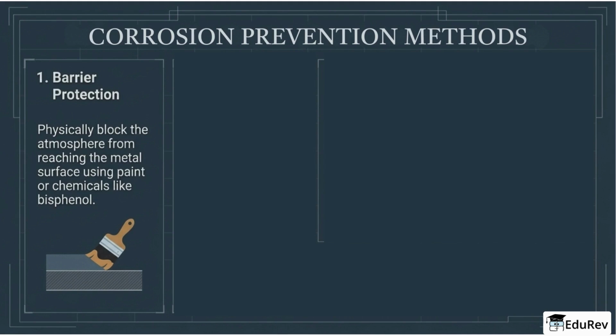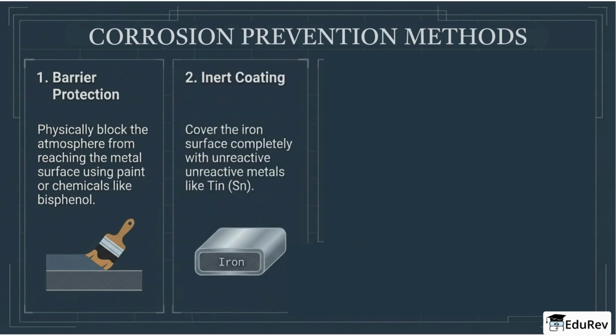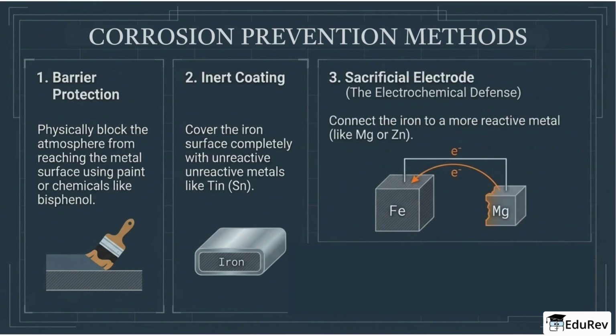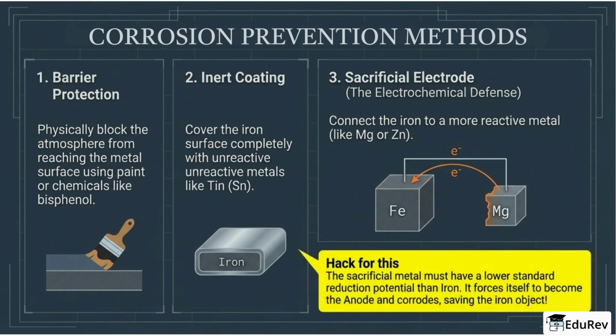Corrosion prevention is divided into three methods. First, barrier protection, where the metal is physically blocked from air and moisture using paint or chemicals like bisphenol. Second, inert coating, where the iron is covered with another unreactive metal such as tin. Third, sacrificial electrode protection, where a more reactive metal like magnesium or zinc is attached so it corrodes instead of the iron. The key idea is that the sacrificial metal must have a lower standard reduction potential than iron.